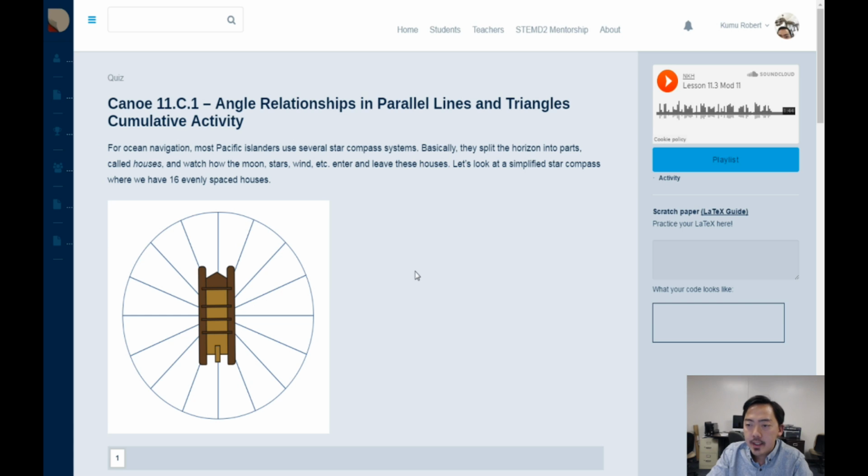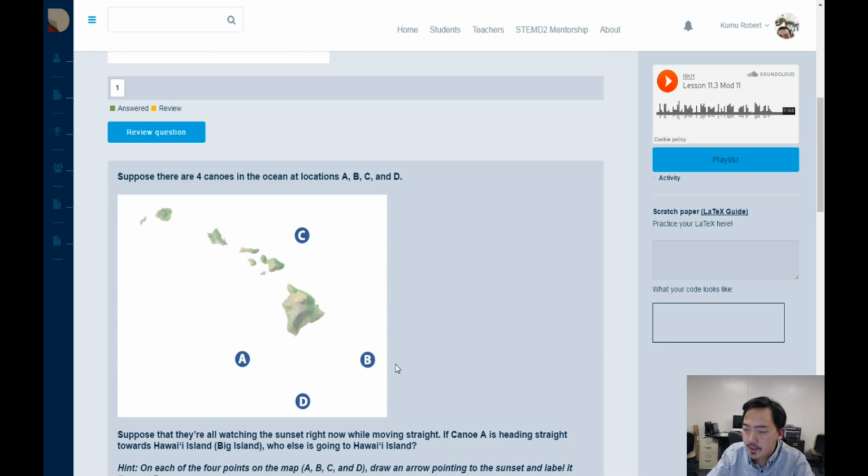On every voyage, there is a master navigator who is able to keep track of all of this information. With this information, the navigator can guide everyone safely across the huge Pacific Ocean to their destination. In this activity, we will try to figure out what direction we're going using just the sunset and the star compass. Over here is a map of the Hawaiian Islands, along with 4 canoes, A, B, C, and D.